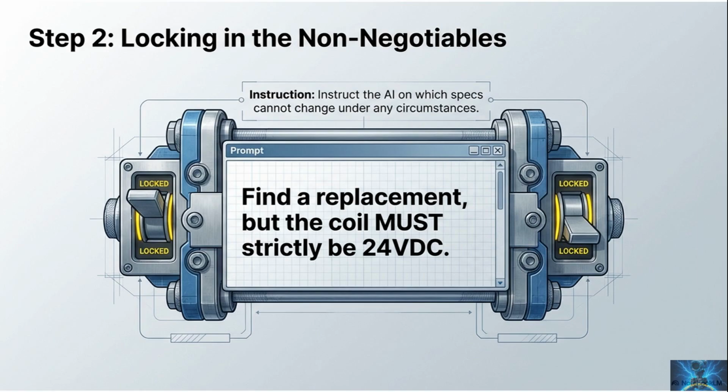Step 2. Locking in the non-negotiables. Now you set hard boundaries. Tell the artificial intelligence exactly what must not change. For example, find a replacement, but the coil must be 24 volts direct current. These constraints prevent almost right suggestions that would fit physically but fail electrically, or create safety risk.